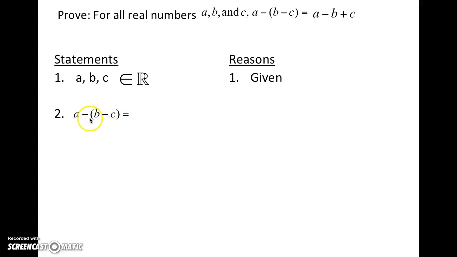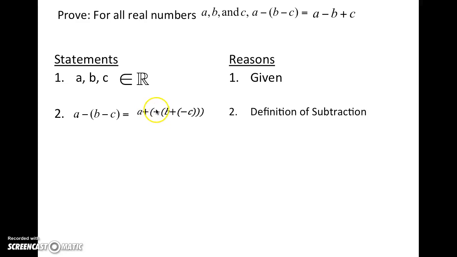If you said the definition of subtraction, you would be correct, because a minus this difference is the same as a plus the opposite, and b minus c is the same as b plus negative c. Definition of subtraction. Now we're getting closer because it's b plus another number, so we are able to distribute.